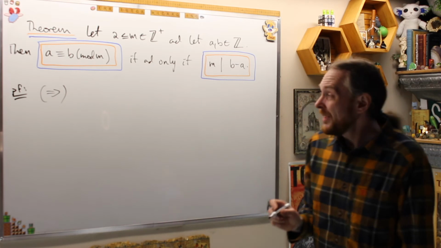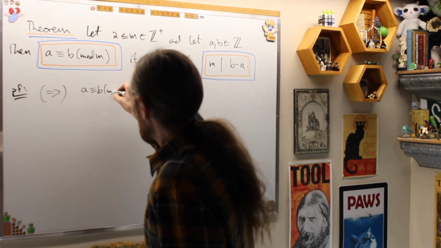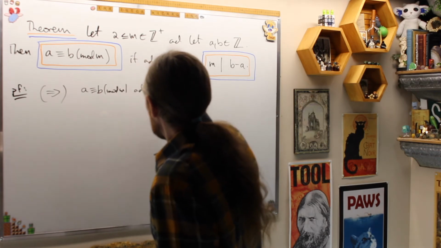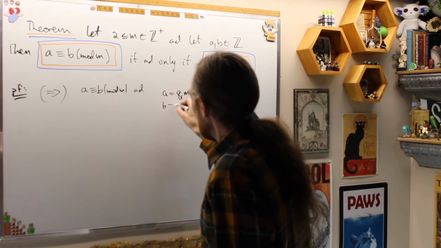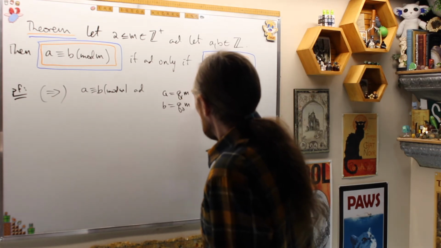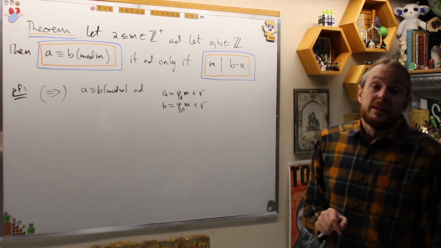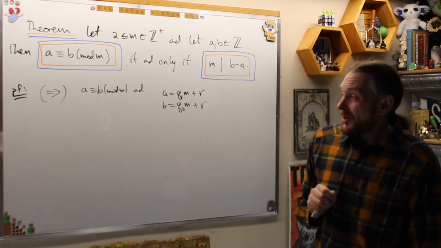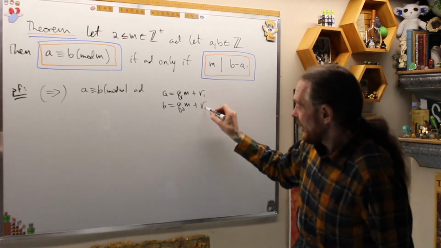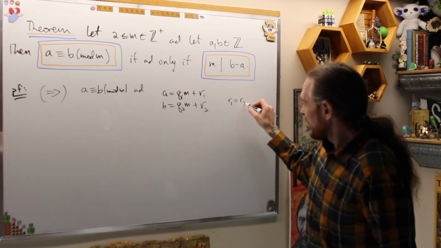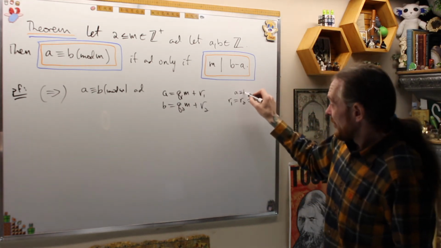If, let's do this direction. If a is congruent to b mod m, then we know from the division algorithm that a is equal to q1 m plus r, and b is equal to q2 m plus r, because we know the remainder is equal by the definition of congruent modulo m. So we technically have an r1 and r2, but we know r1 equals r2 equals r, because a is congruent to b mod m.